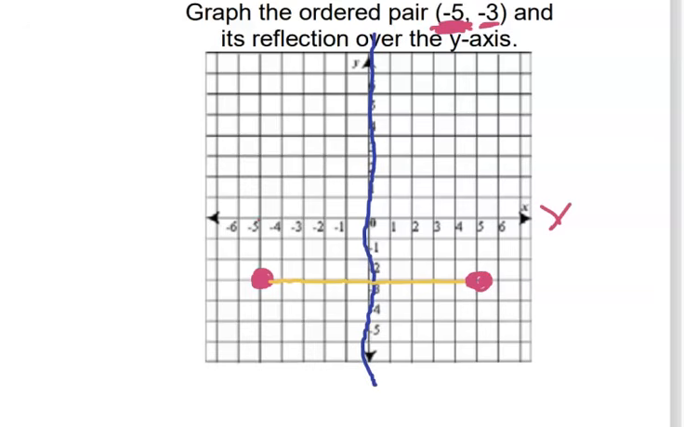All right, so we did graph the -5 and -3, and that put us right there. And then we reflected it over the y-axis, and that would end up being right there. Okay, that's all we have, and that's all for this session.